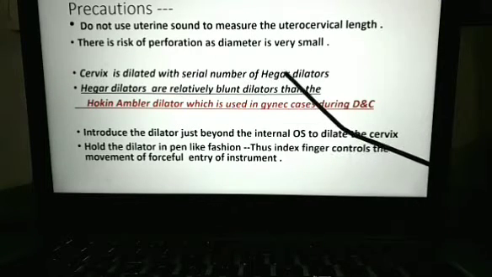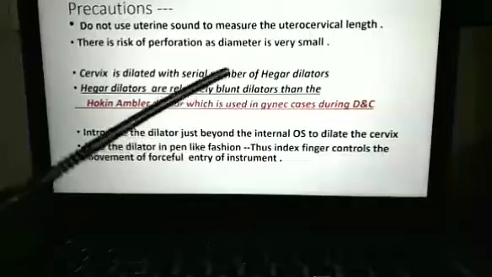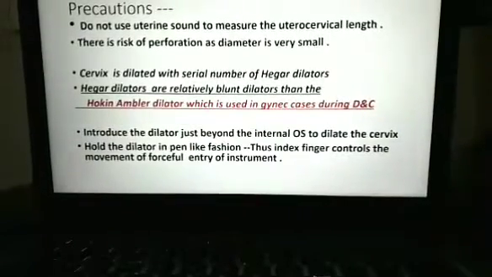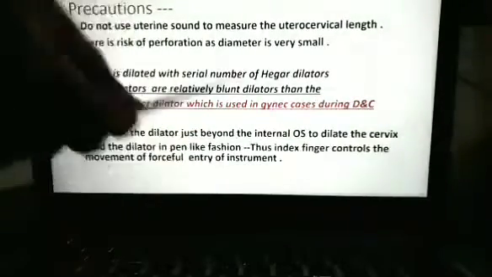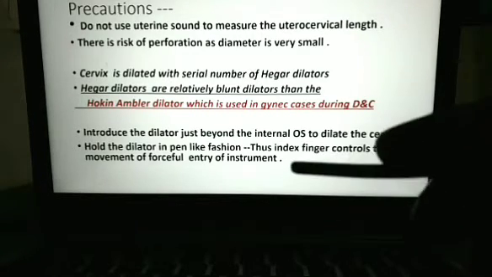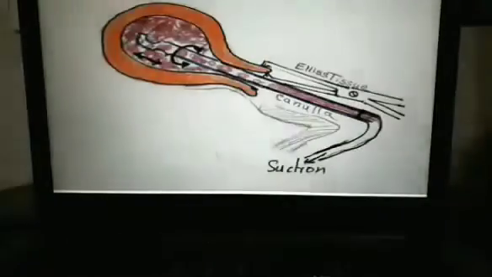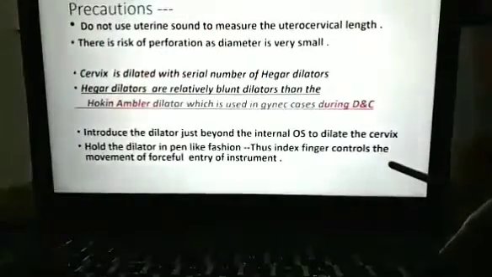Okay. Then the cervix is dilated with the Hegar dilators. Hawkins-Ambler dilators are the other types of dilators which are a little sharp at the tip, so they can cause perforation of the uterus. They are used in gynae cases. And these are the Hegar dilators. They are used for a pregnant patient. The dilator should be held in a pen-like fashion this way, and it should be introduced. The dilator should go just beyond the internal os, up to here itself. Should not overcross it.